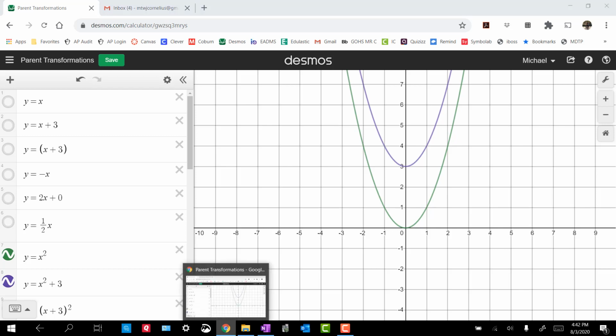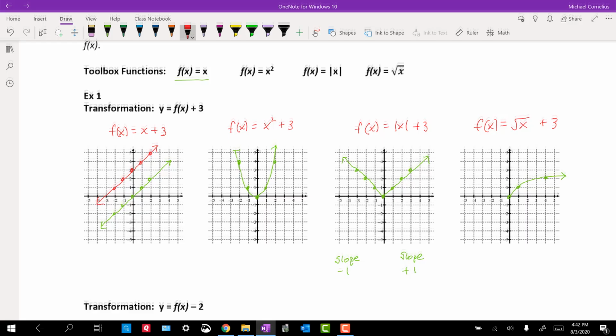Okay? So we're going to go back. We're going to graph that one. And we'll start at (0, 3). So I took my vertex and I literally shoved it up 3 units. I can do the same thing with the other points.